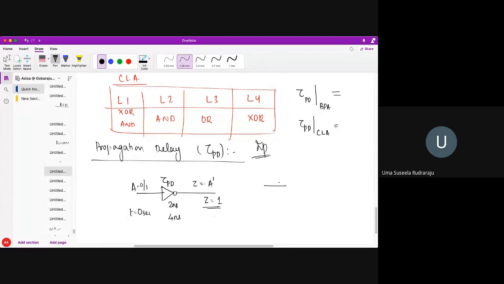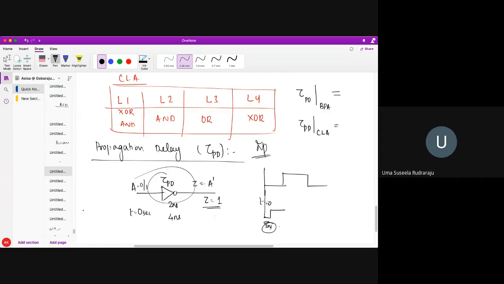Understand? So I'm giving 0 here at t equal to 0 seconds, but I am getting the output 1 after 2 nanoseconds. Initially it is 0 up to this point, and after 2 nanoseconds I am getting 1. Are you understanding? So 2 nanoseconds is the propagation delay of this particular gate. Are you understanding, students? What do you mean by propagation delay? After what time does this gate respond to my inputs?